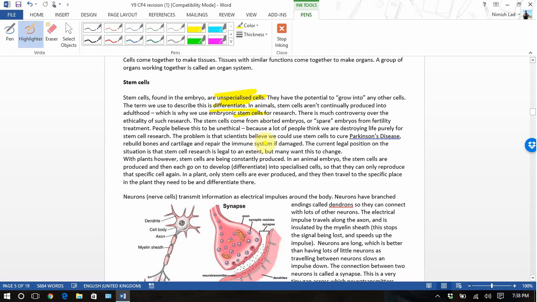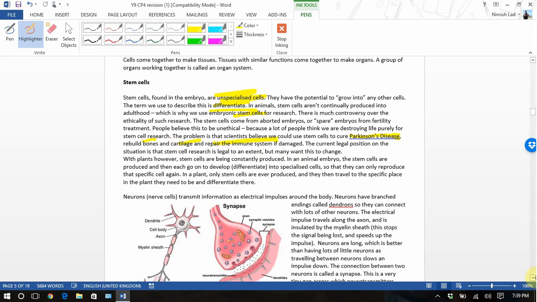But the problem is that stem cells could be used to cure things like Parkinson's disease, rebuild bones and cartilage, and repair the immune system. So it's a bit of an ethical issue. We don't know whether we should be doing this or not. It's not a decision that just scientists can make. Many people need to be involved. Plant cells make stem cells all the time, so it's not really an issue with plant cells. In a plant, only stem cells are reproduced, and they travel to a specific place, and then they differentiate there.